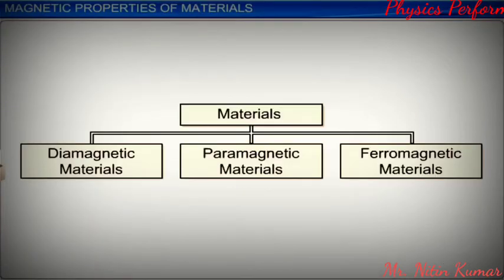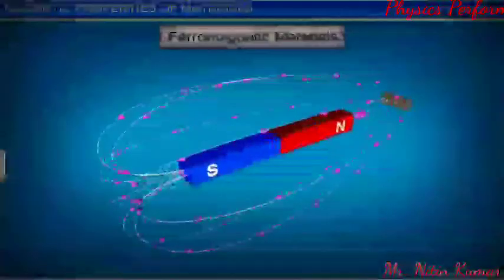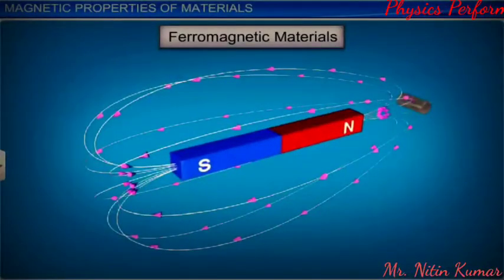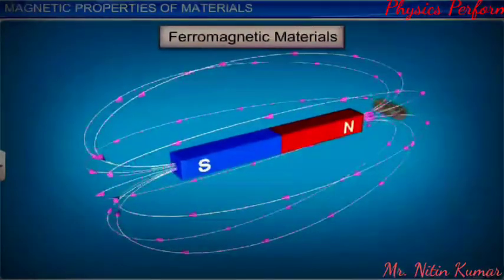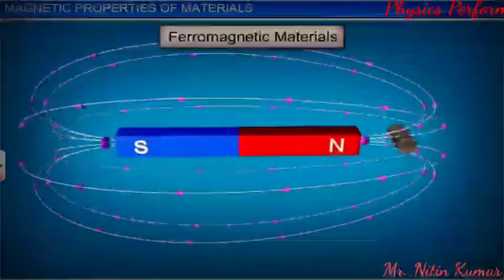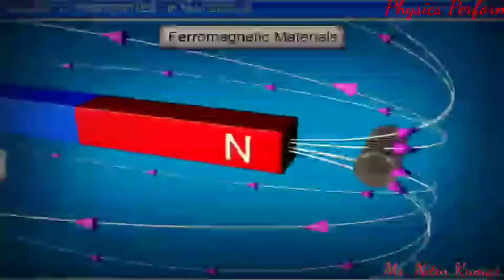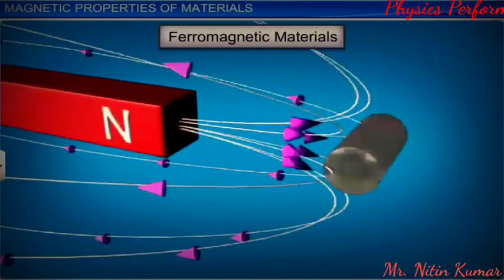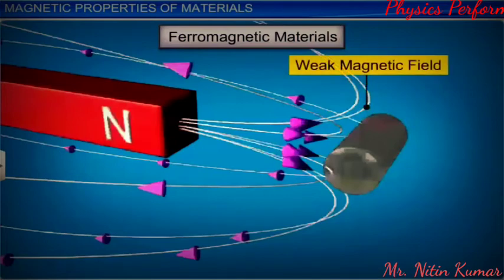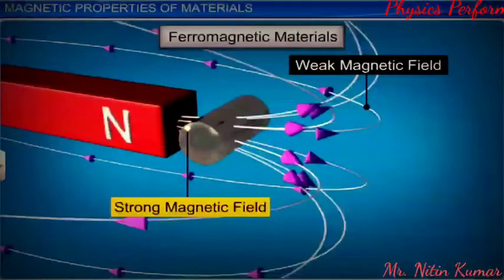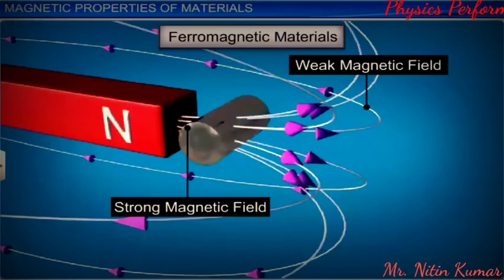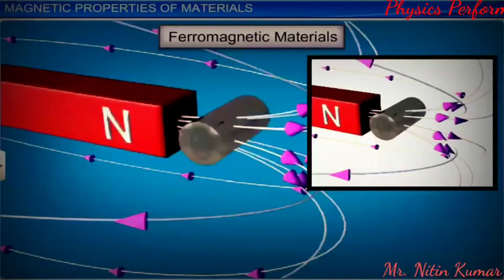Let us now discuss ferromagnetic materials. Ferromagnetic materials are the materials that are strongly attracted by magnets. When a bar of ferromagnetic material is placed in a non-uniform external magnetic field, it has a strong tendency to move from a region of weak magnetic field to a stronger magnetic field, and the field lines are highly concentrated inside the ferromagnetic material.